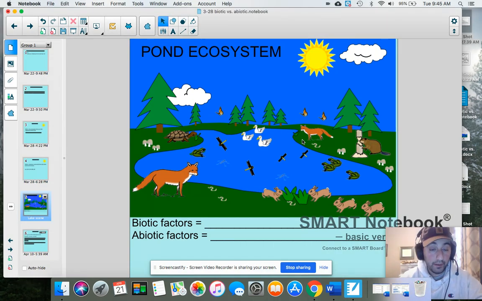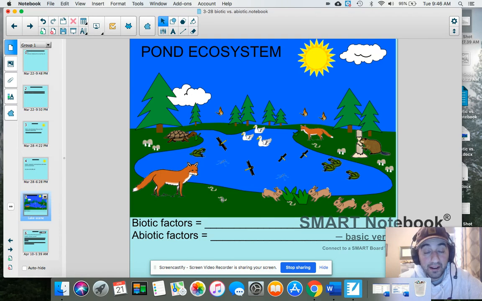All right, so you should have a list. Let's just quickly go over that list. Biotic factors, right? The fox, the birds, the rabbits, the plants. I think there's a beaver, mushrooms. Looks like that's a snake. So these are all living things, so they are all examples of biotic factors.